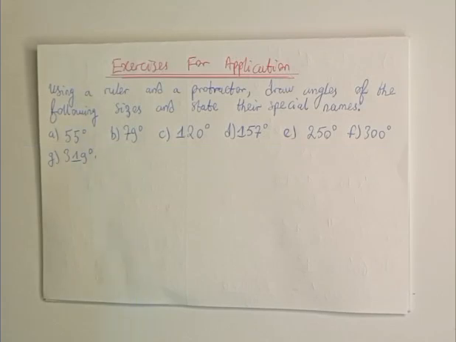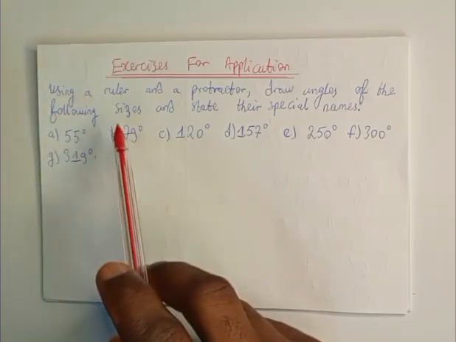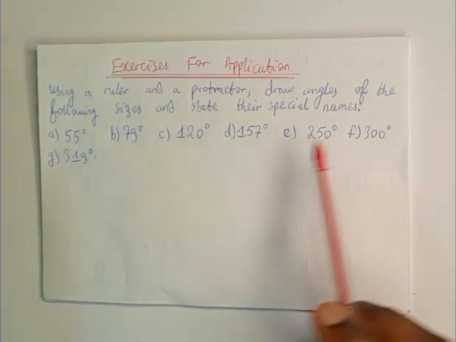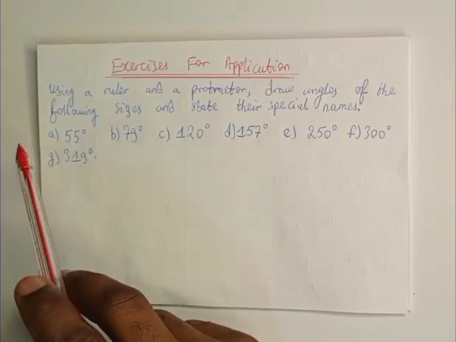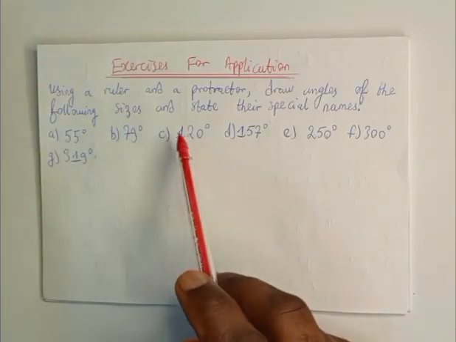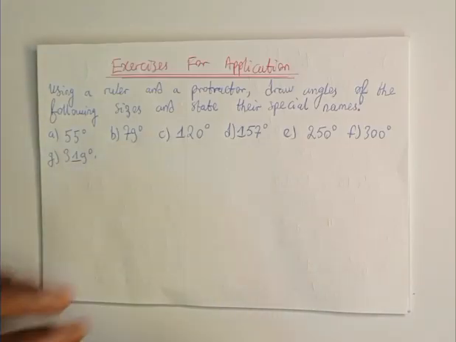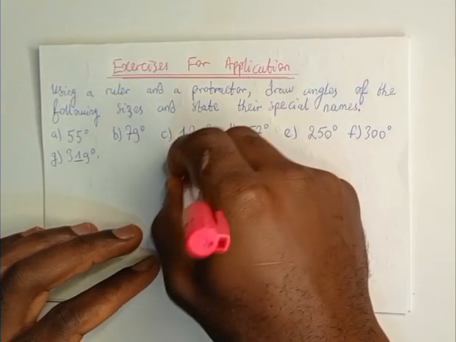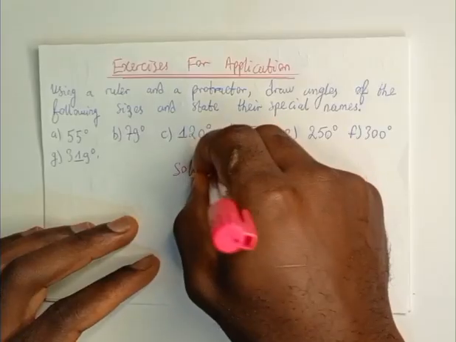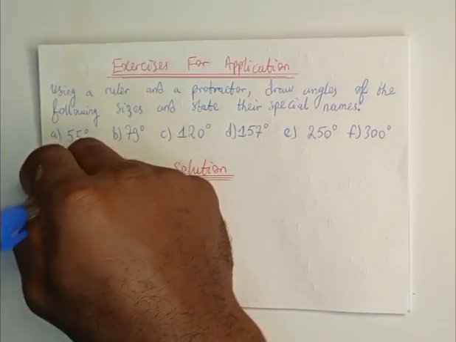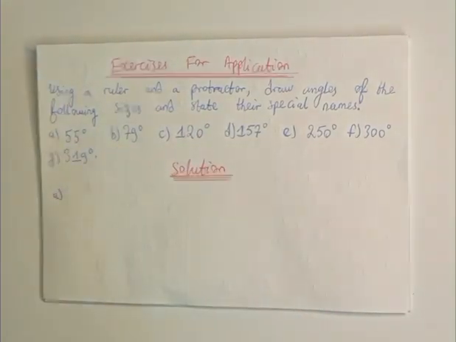Here to correct the following exercise for application. Using a ruler and a protractor, draw angles of the following sizes and state their special names. A, we have the angle 55 degrees. We take down the solution. Take A. We are to draw the angle 55 degrees.